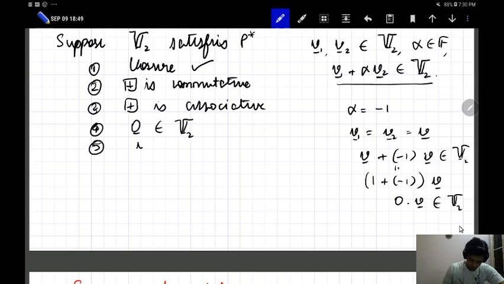Similarly, we want to make sure that every element has an additive inverse.